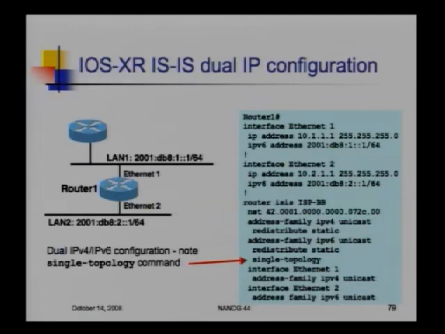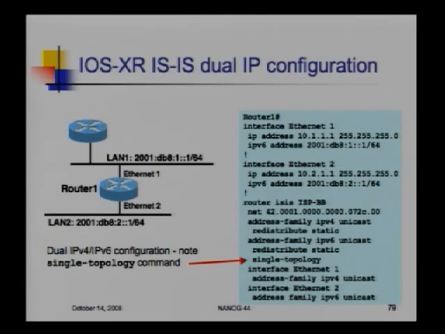Let's look at XR. Similar concept as well. We've got router ISIS, as we've done for v4. We've specified the NSAP address. XR has a slight difference. We've got the different address families, so we can specify v4 unicast, v6 unicast. So we've got the v4 configuration there, the v6 configuration there. Note the single topology command.